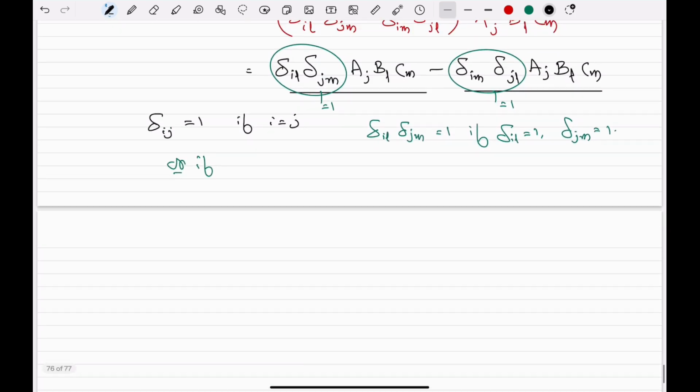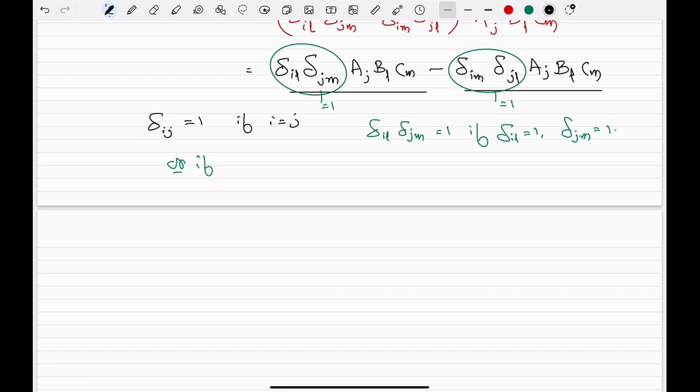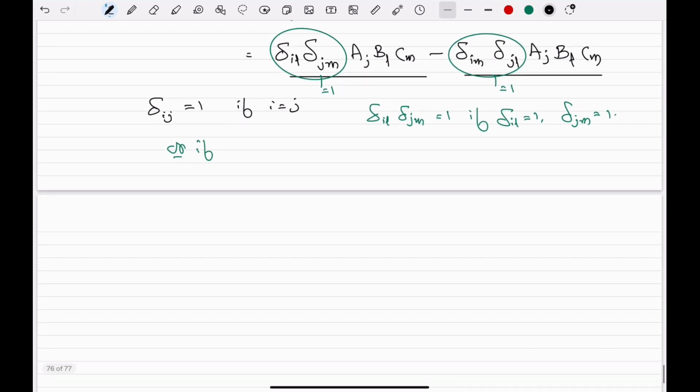Now you just see. This will be unity if I is equal to L, J is equal to M, and this will be unity if I is equal to M, J is equal to L.